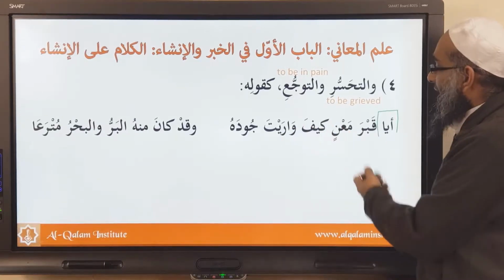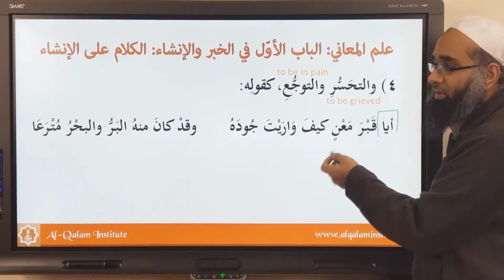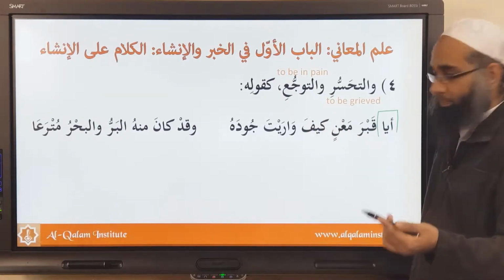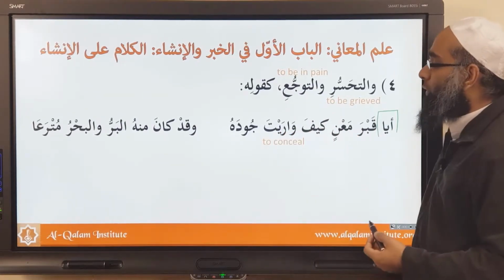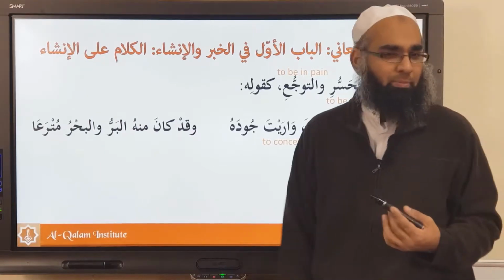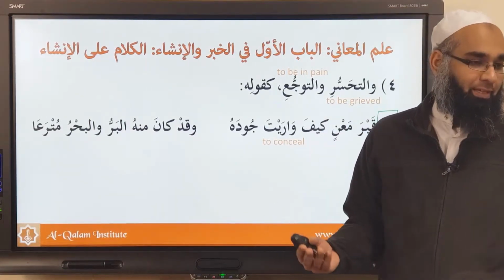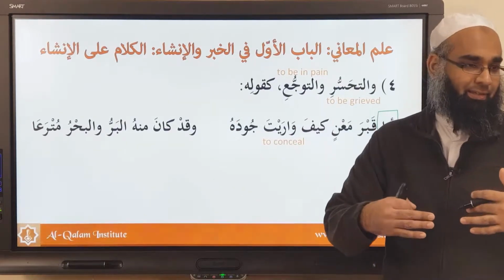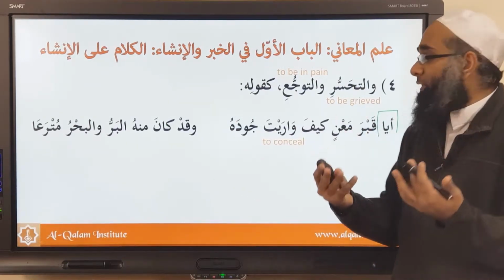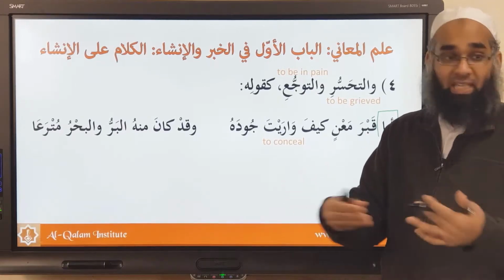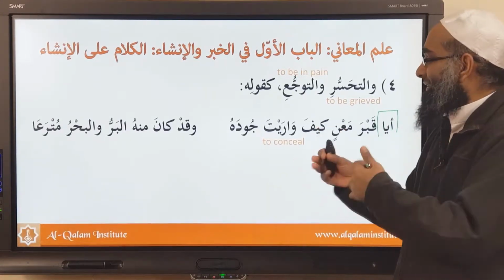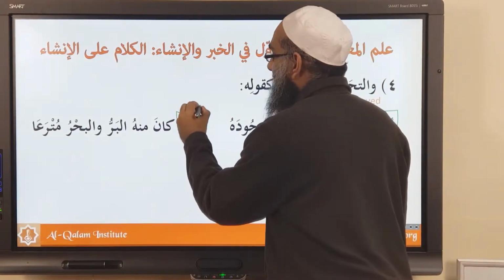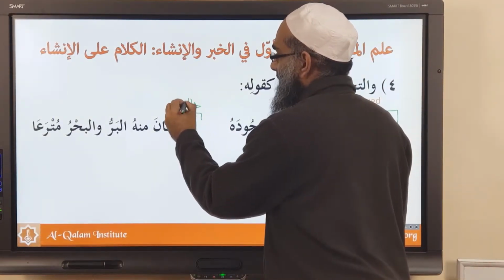So the poem is Aya qabr Ma'anin, O grave of Ma'an. Ma'an is a person who the poet is talking about. Kayfa warayta judahu. How have you concealed his generosity? He's saying he's so generous. How have you managed to conceal his generosity? How do you hide it? Because he's such a generous person, we thought that it would have remained in place, even after he's dead. How do you manage to conceal his generosity? And what's the wow? It's the wow of waqad. This shows hal. So this is the wow hal, wow waqad.